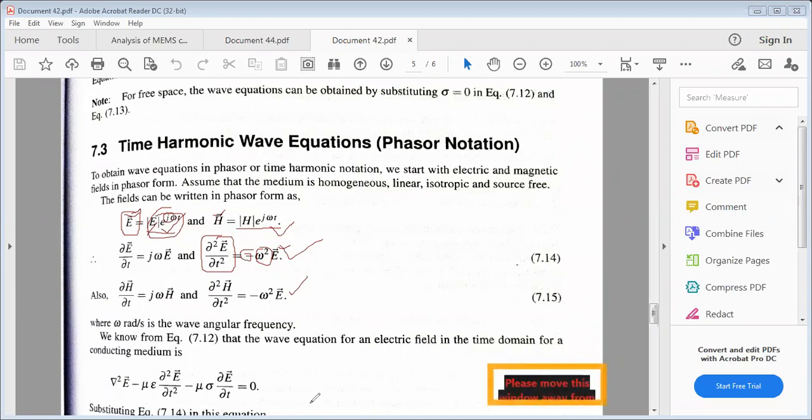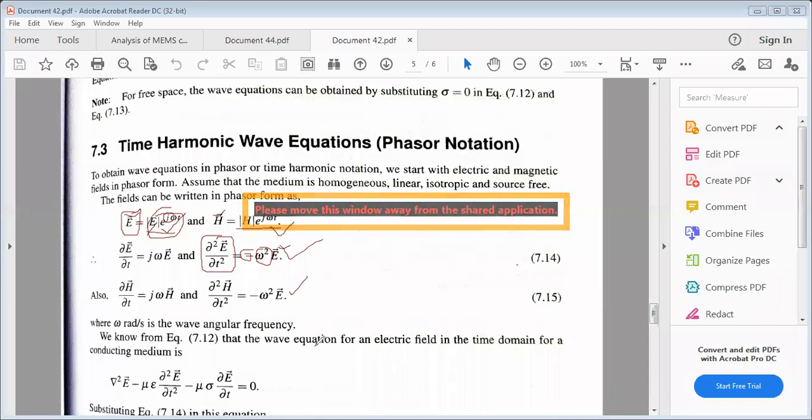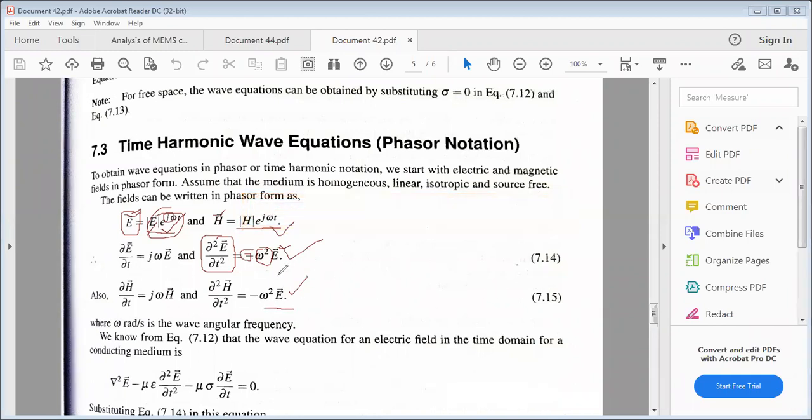When we take dou E by dou t and dou H by dou t terms, what appears here? Dou E by dou t is j omega E, dou H by dou t is j omega H. On the double derivation, we get dou square E by dou t square and dou square H by dou t square having minus omega square E and minus omega square H. Is it clear? Where omega is, of course, the angular frequency.